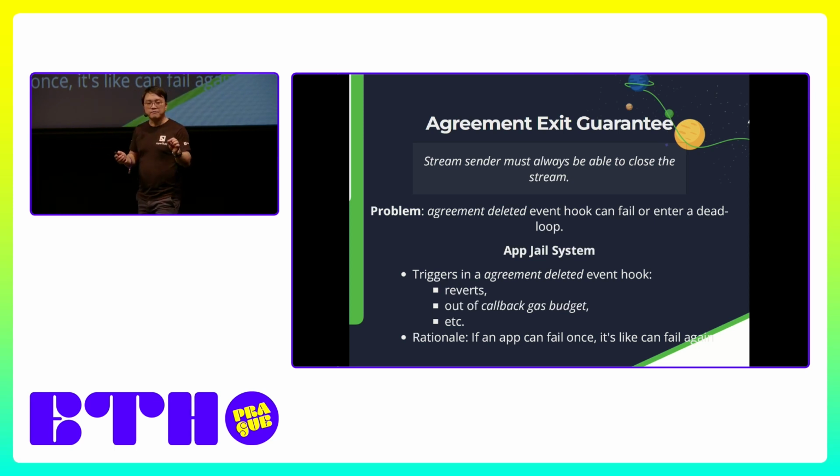If the app violates that exit guarantee, the app would be marked as something, well, criminal, right? So it's most likely faulty, and it should be marked like that so that it stops functioning. That's how we give the exit guarantee for the agreement.